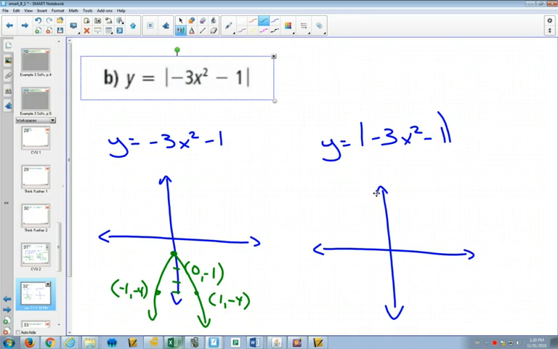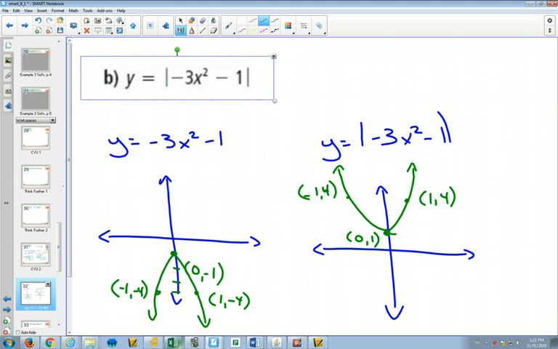So what's going to happen to 0, negative 1? It's going to go to 0, positive 1. What's going to happen to 1, negative 4? It's going to be at 1, positive 4, and negative 1, negative 4 will be at negative 1, positive 4. And so the entire parabola gets flipped up, and that's the graph of our new image.